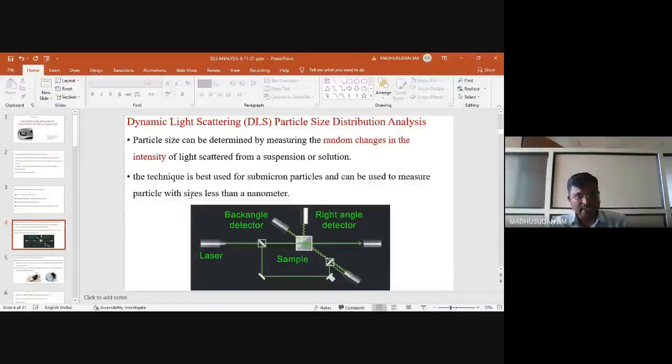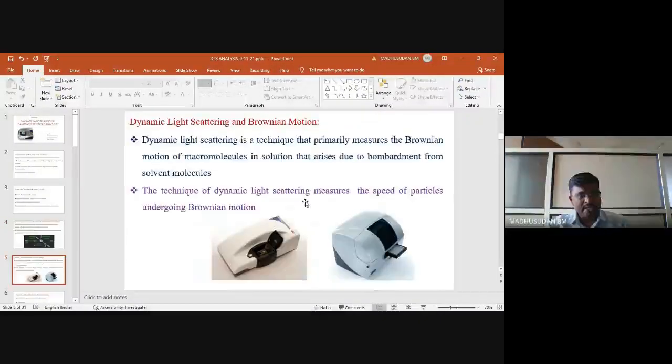The technique is best used, as I mentioned earlier, for the submicron level or nanometer level characterization. Dynamic light scattering and the Brownian motion: generally, dynamic light scattering utilizes this Brownian motion to capture the speed of the movement of a particle, and by capturing the speed of the movement of a particle, it characterizes the particle size.